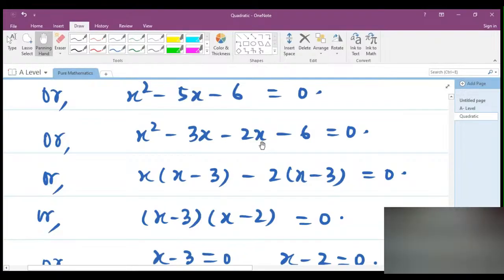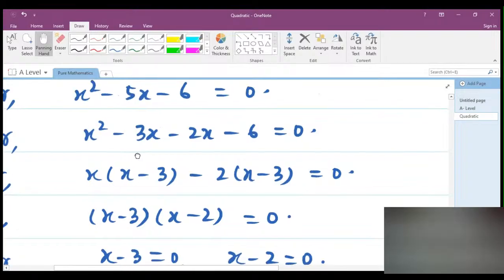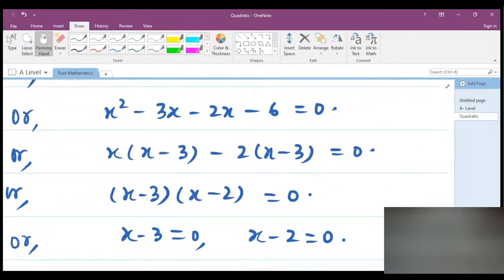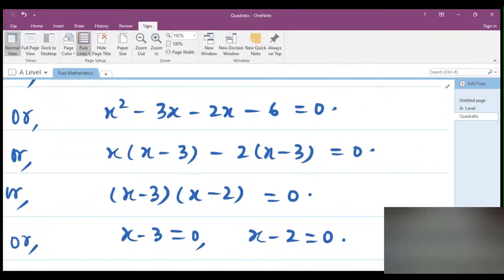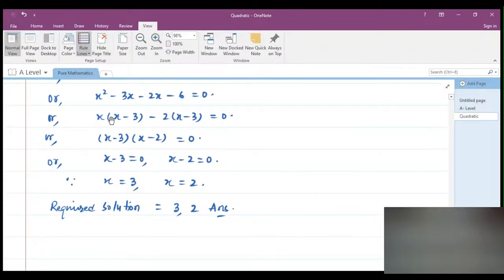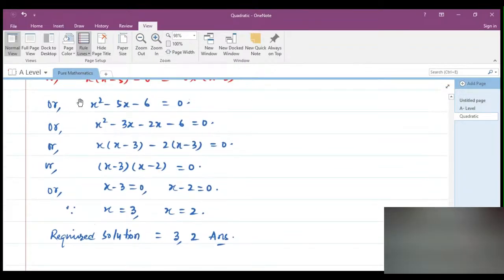So hope that there is no problem to understand the solution of this question, but I committed a mistake here. So let's see the solution once again.